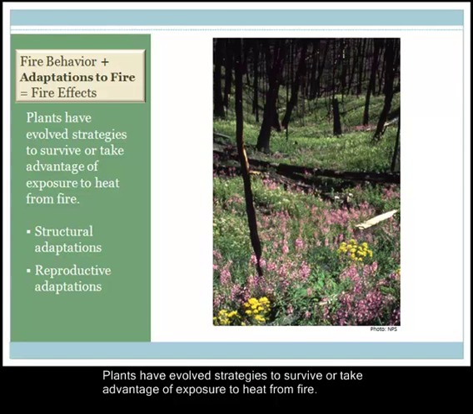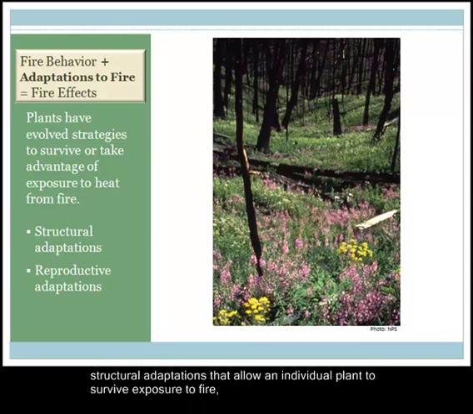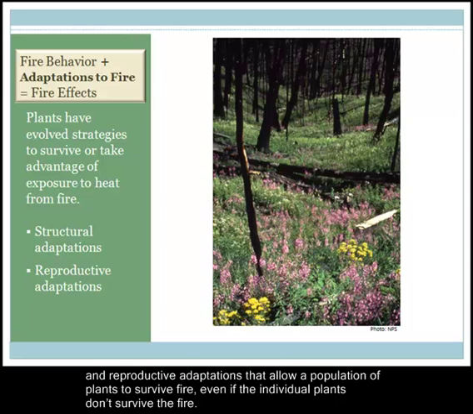Plants have evolved strategies to survive or take advantage of exposure to heat from fire. These adaptations interact with the heat created by the fire to create fire effects. These strategies can be divided into two types: structural adaptations that allow an individual plant to survive exposure to fire, and reproductive adaptations that allow a population of plants to survive fire, even if the individual plants don't survive the fire.